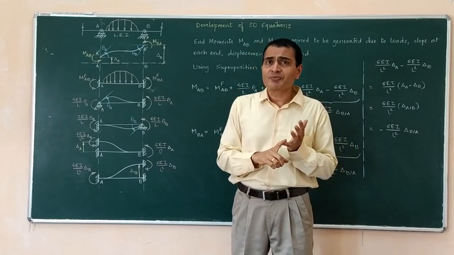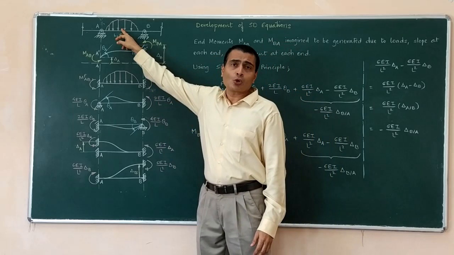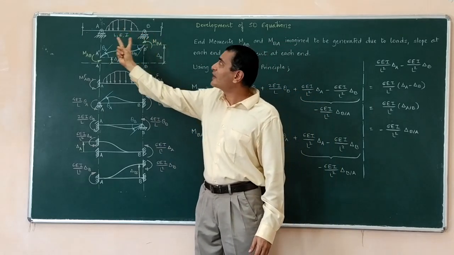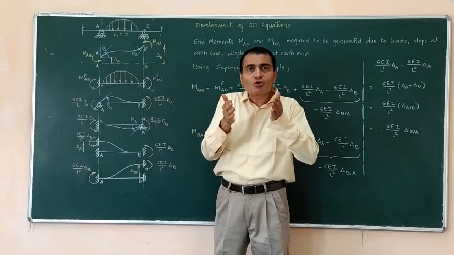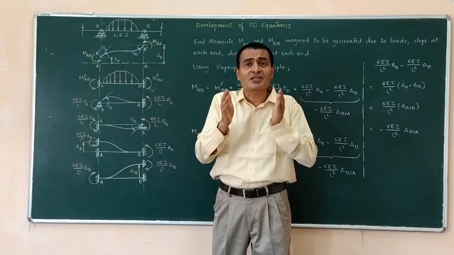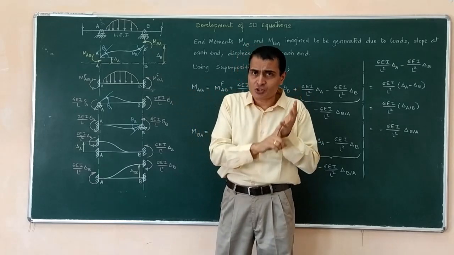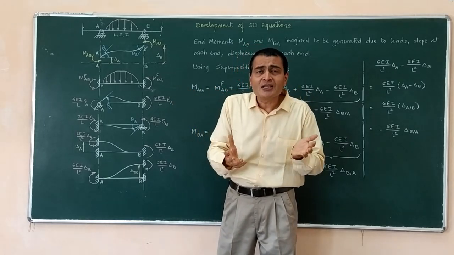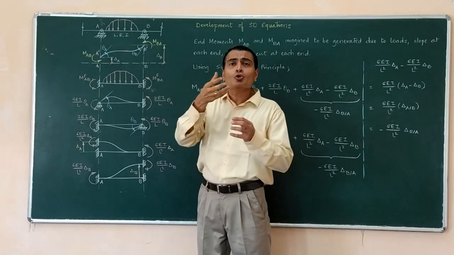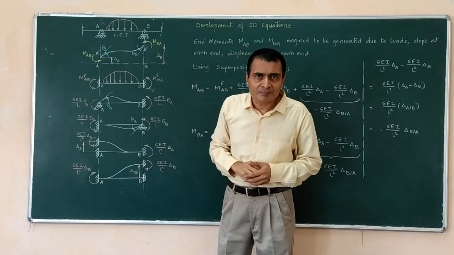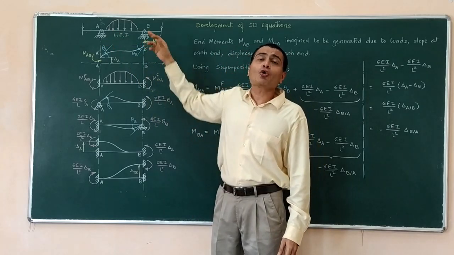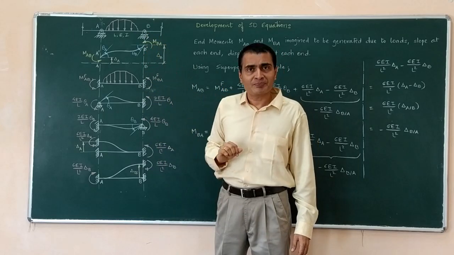The first one is loads. Because of loads and because of the continuity here, there is going to be give and take of moments between the adjoining parts and our present span, that is AB. So loads is the first cause. Secondly, joint A may rotate through theta A. Next, joint B may rotate through theta B.